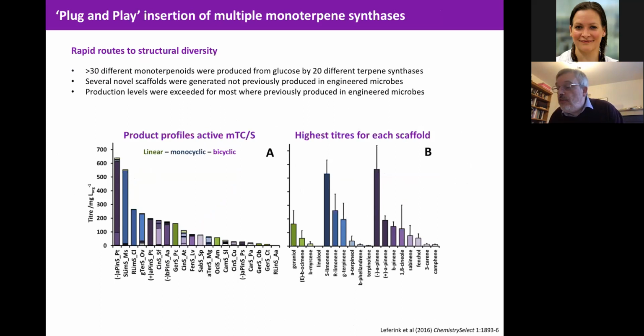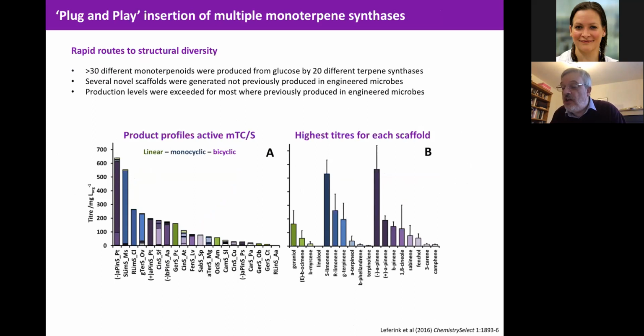So the outcome of the first generation engineering is shown here, both in terms of product profiles and indeed titers achieved for each of the monoterpene scaffolds. We were able to produce more than 30 different monoterpenoids from glucose using 20 different terpene synthases. Several novel scaffolds were generated, not previously produced in engineered microbes before, and initial production levels were exceeded for most where selected examples had been previously produced in engineered microbes.